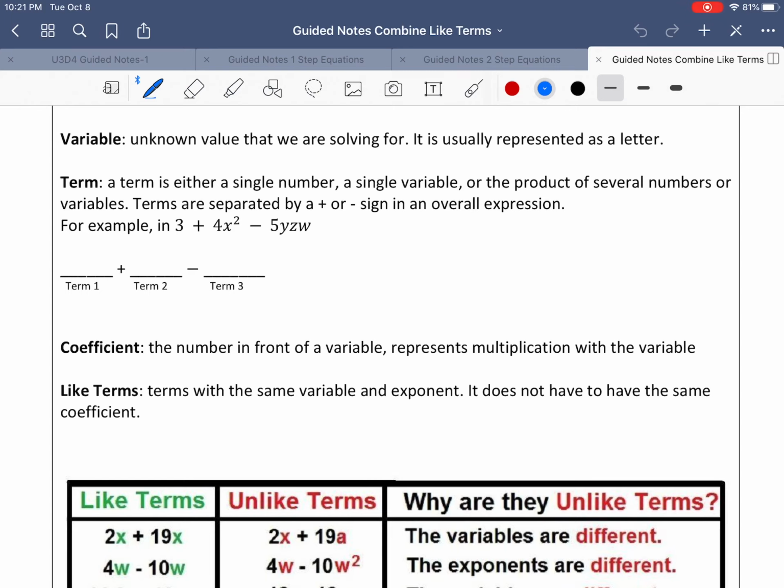A term is a single number, a single variable, or the product, and product meaning multiply, so the product of several numbers or variables. Terms are separated by a plus or a minus sign in an overall expression. For example, in 3 plus 4x squared minus 5yzw, our first term is the number 3. Our second term is 4x squared. And our third term is 5yzw.